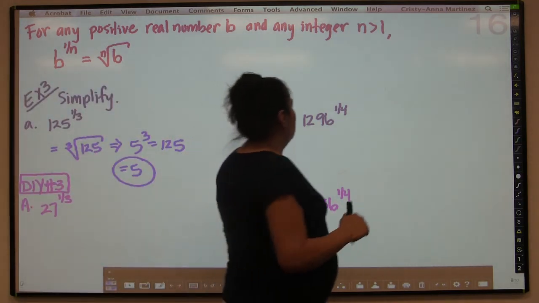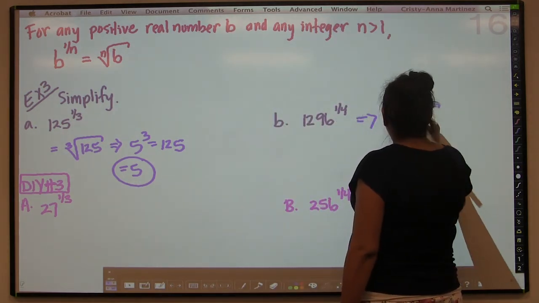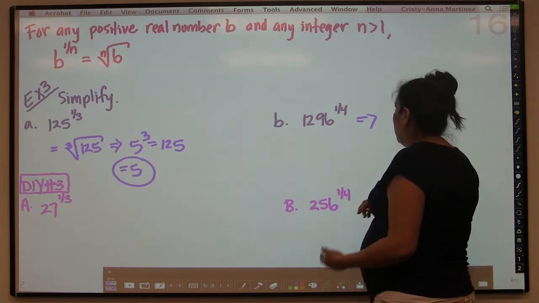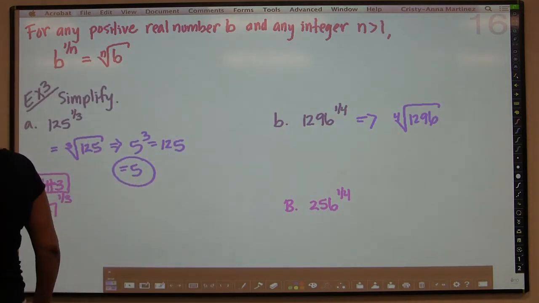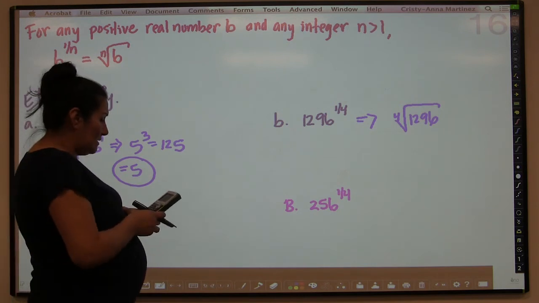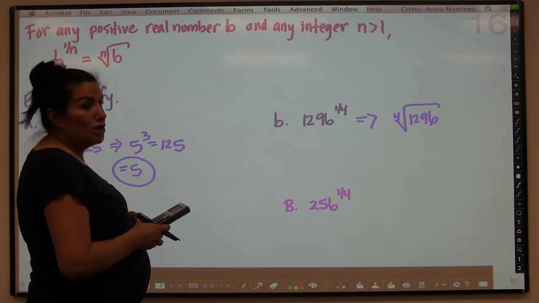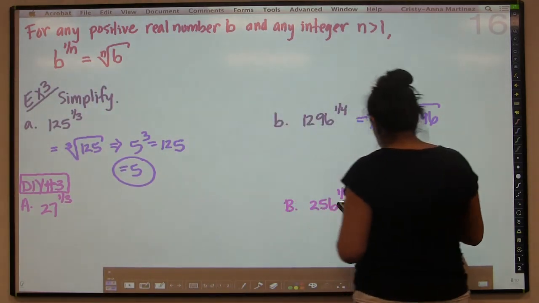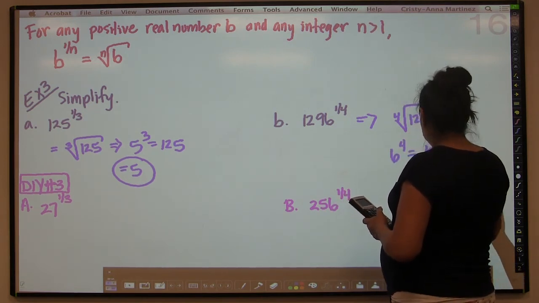Over here, very similar situation. We want to put the fourth root of 1296. So we want a number that multiplies by itself 4 times to get 1,296. So that number is going to be 6. 6 times 6 is 36, and 36 times 6 is 216, and 216 times 6 is 1296. So 6 to the 4th power equals 1296.